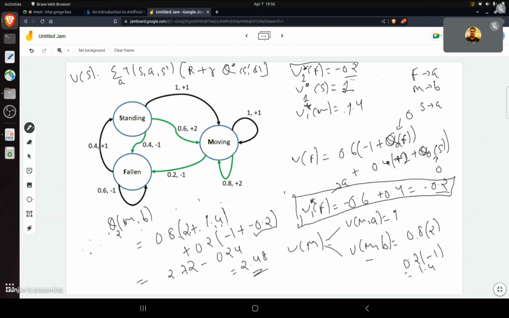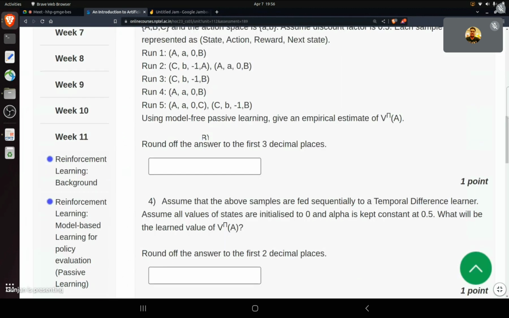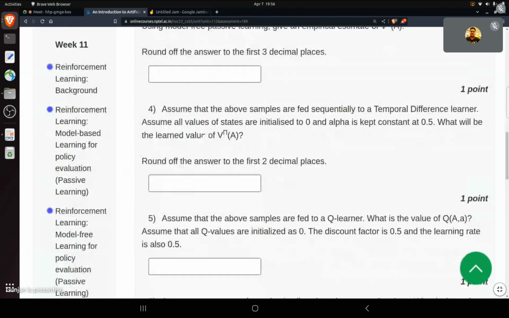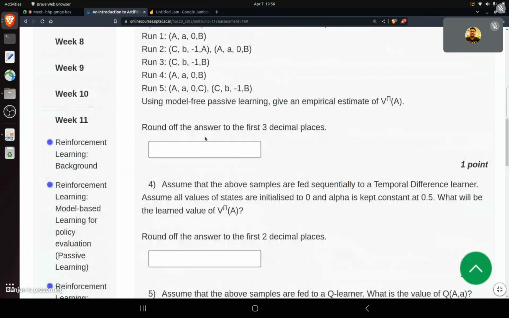Yeah, even I get confused a lot. That's why I don't bother writing these equations. I just start solving the way I think it's best. But yeah, V pi of A will be the value of that particular state.